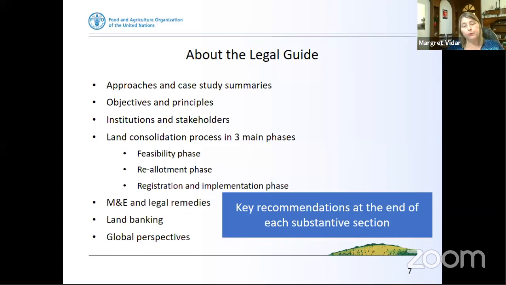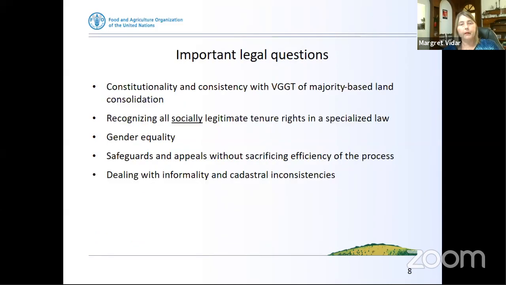If it is found to be feasible, we move on to the reallotment phase, where the land consolidation planner really tries to plan solutions that everybody is happy with and that make everybody at least as well off as before. And the final phase, once the plan has been adopted, and we recommend this to be adopted as an administrative act that can then be submitted to registration, is the registration and implementation phase, which includes the surveying works and any public infrastructure that might be needed.